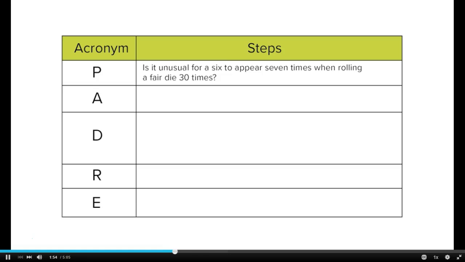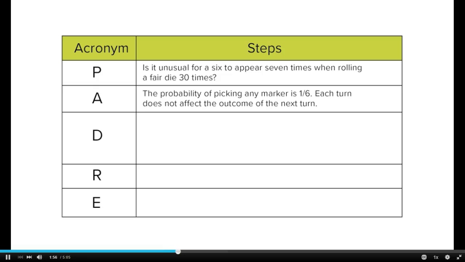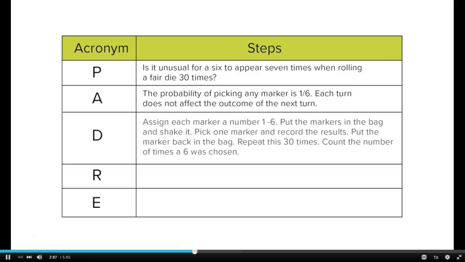Next, we look at our assumptions. We assume the probability of picking any marker or rolling any number on a die is 1 out of 6. Each turn does not affect the outcome of the next turn. Then we describe our process. We will assign each marker in the bag a number, 1 through 6. Put the markers in the bag and then shake it. Pick out one marker, record the results. Then put the marker back into the bag and repeat this 30 times. Then count the number of times a 6 was chosen.